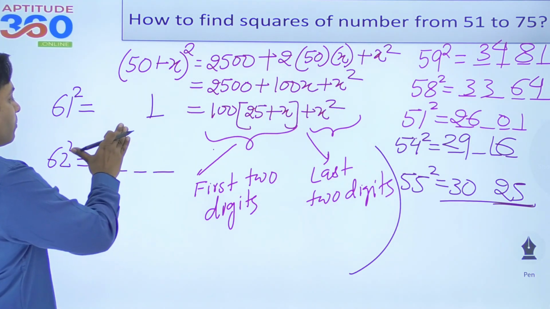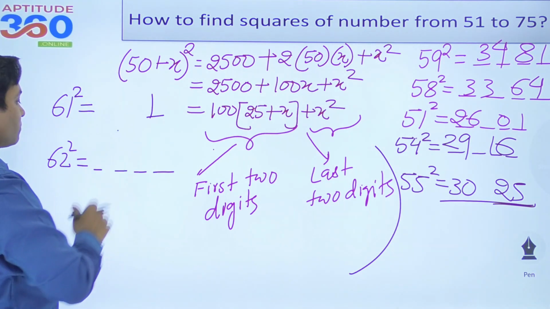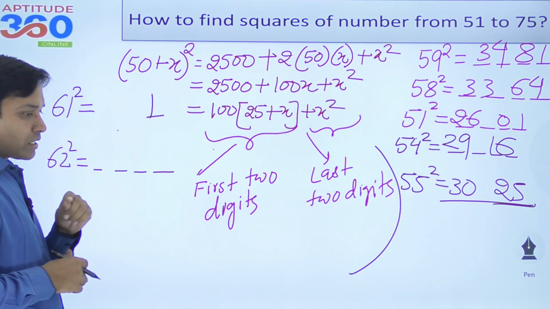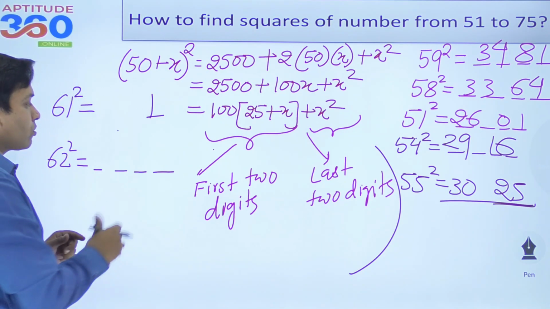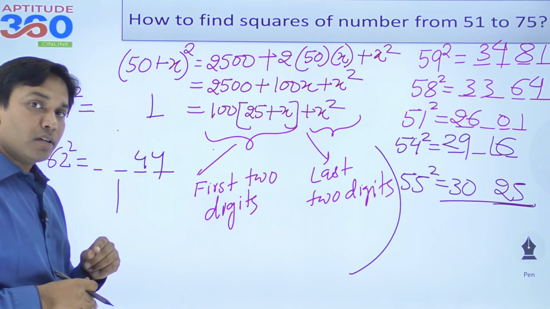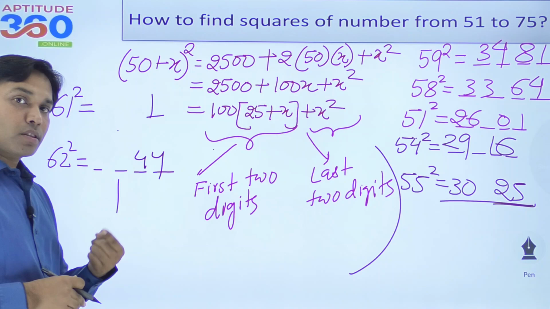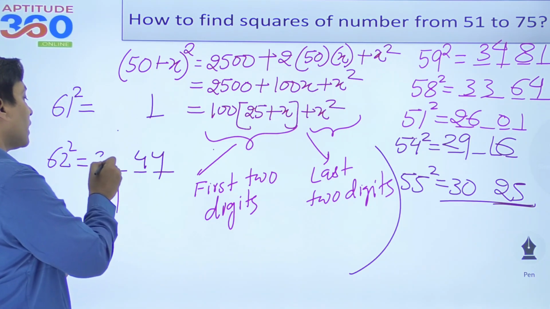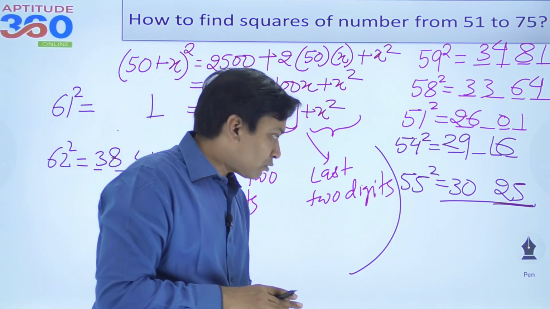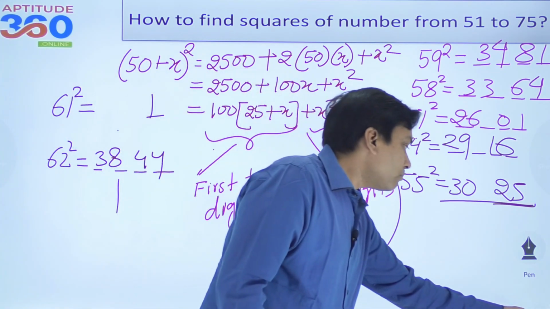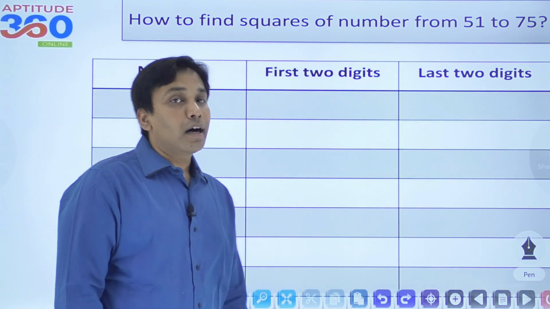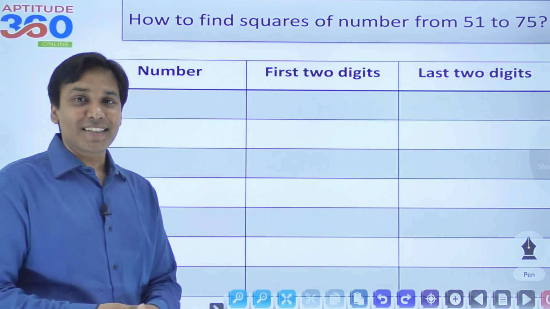Okay, this is gone. Let's focus on 62. 62 is 12 more than 50. So this is going to be 44 and 1. So 25 plus 12 is 37, plus 1, that's 38. It's such a simple thing to do, and I assume that you're enjoying the class. This is such a simple method.